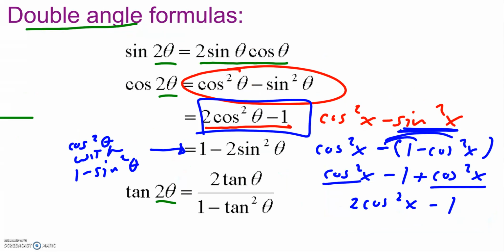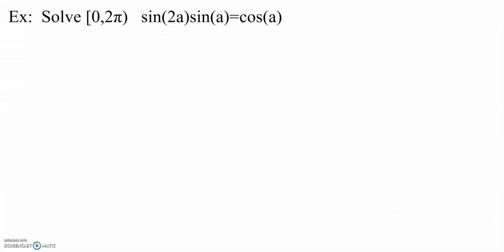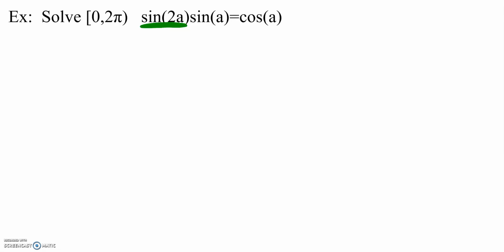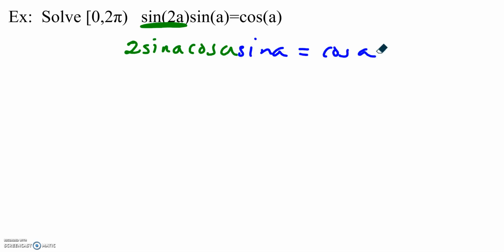The next example, if I wanted to solve this equation from 0 to 2 pi, I notice again that I have a one rotation angle, but then I have a double angle formula or a two rotation angle. I don't want that there anymore. So the identity again for sine 2x would be 2 sine x cosine x, or 2 sine theta cosine theta. So I'm going to replace this with 2 sine of a cosine of a, keep the sine of a that was originally multiplying, and still set that equal to cosine of a.